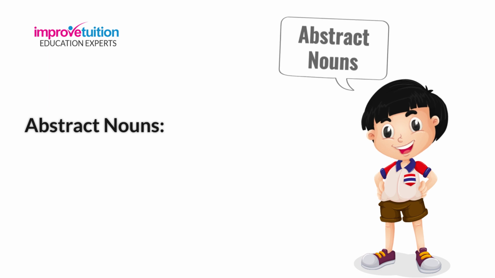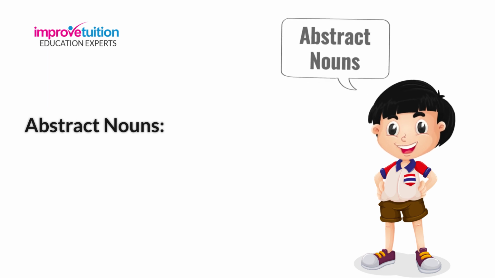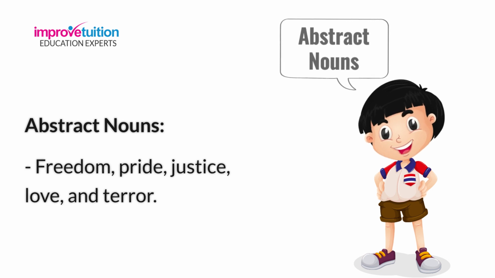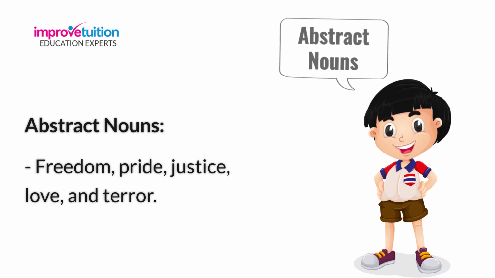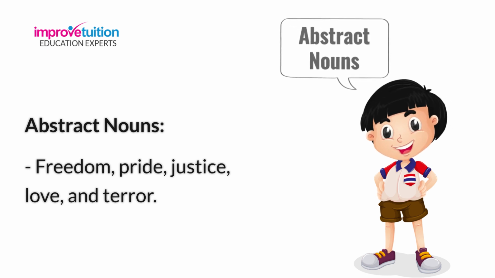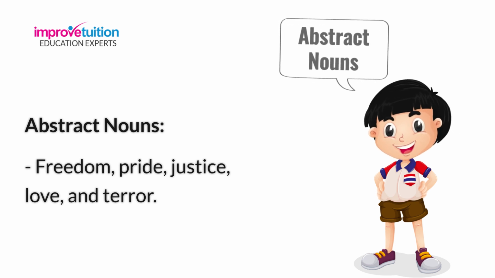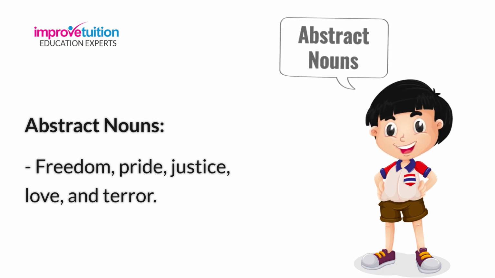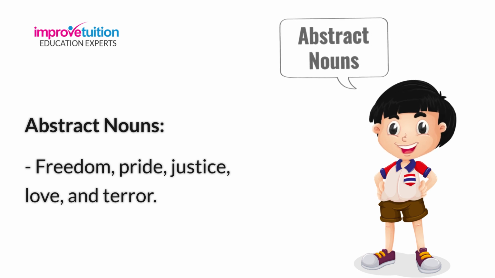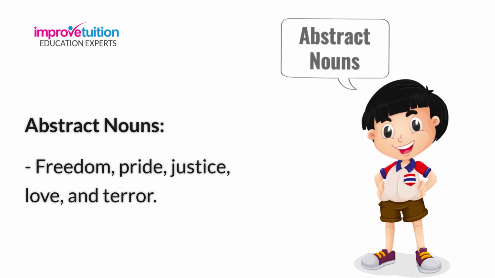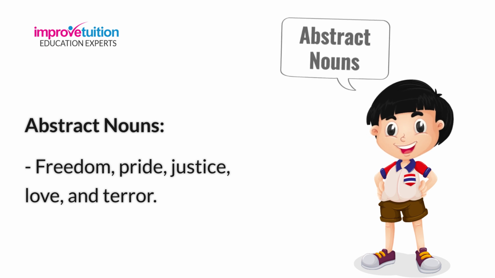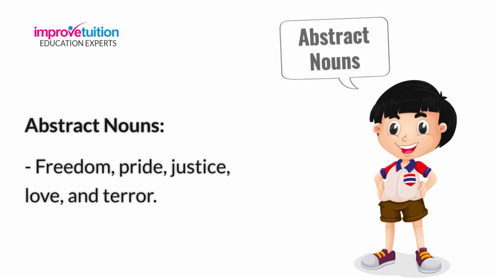Abstract nouns are nouns that you can't touch. You can touch a chair, which is a noun, but you can't touch freedom. You can't touch pride. You can't touch justice. But when you read the word freedom, what does it evoke for you? What type of reaction is pulsated? What about when you listen to the word and read the word pride, justice, love and terror? What are the emotions? What are the feelings you feel?